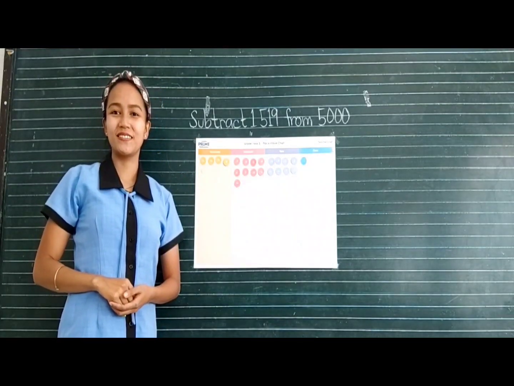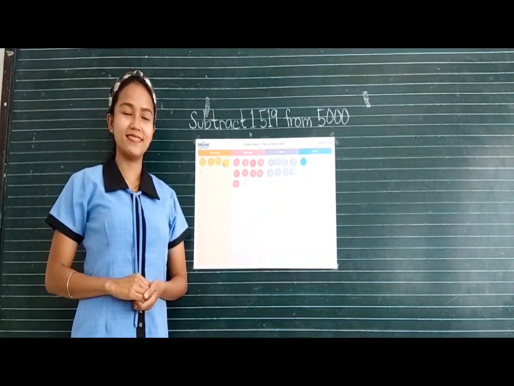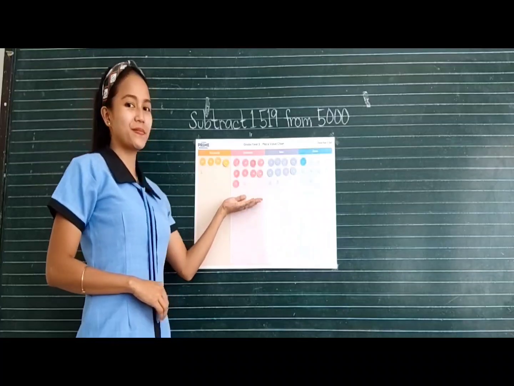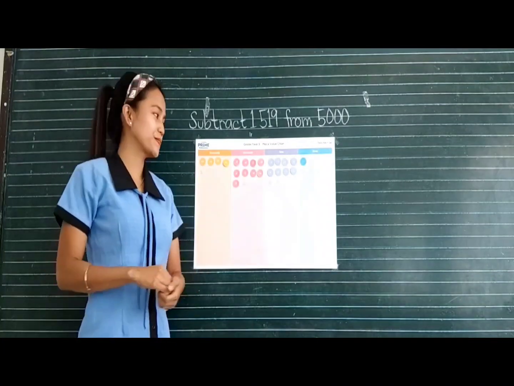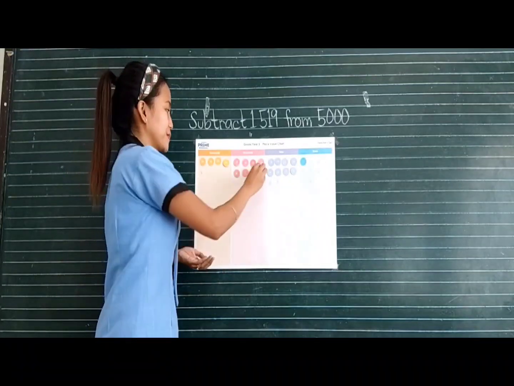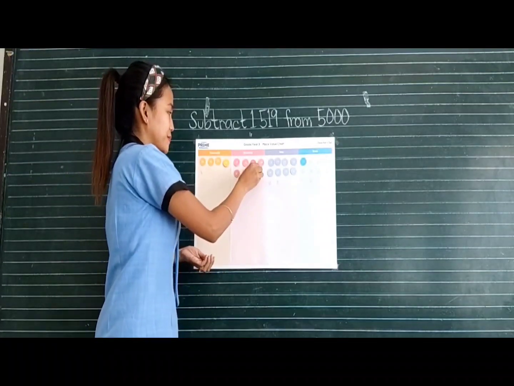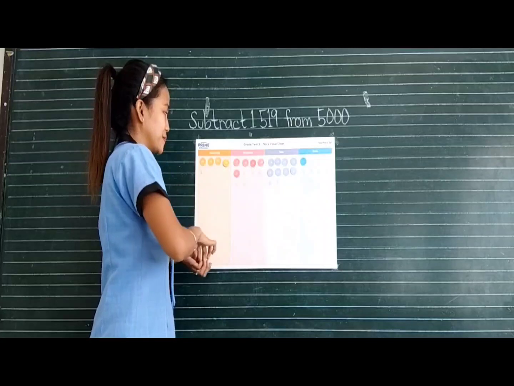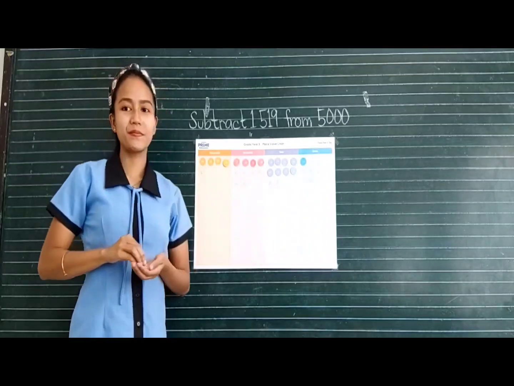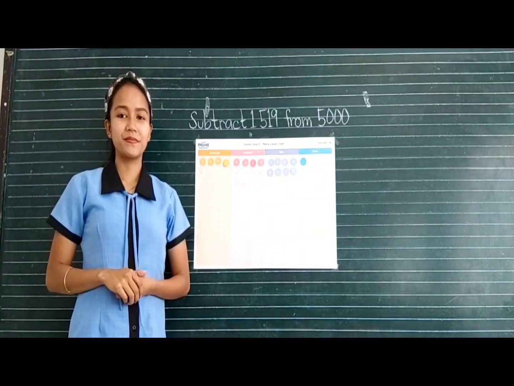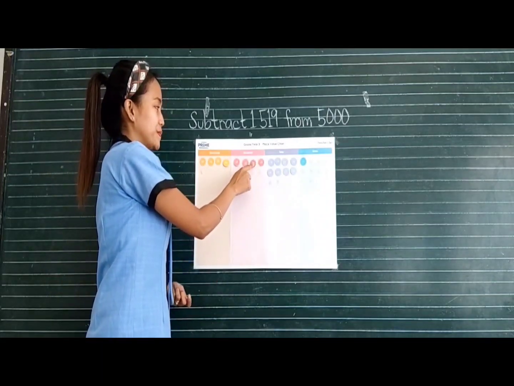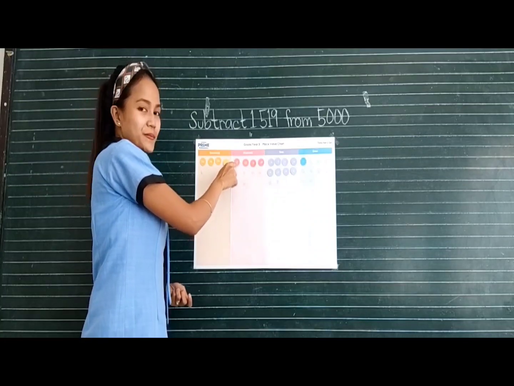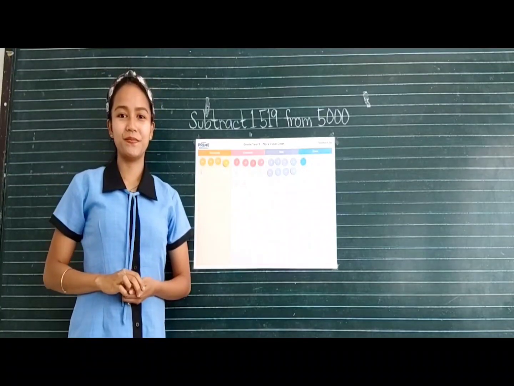Alright, there are 8 tens left. Then, look at the hundreds column. Here, we need to remove 5 counters from 9 counters. 1, 2, 3, 4, 5. After removing 5 counters, we have 1, 2, 3, 4 hundreds left.